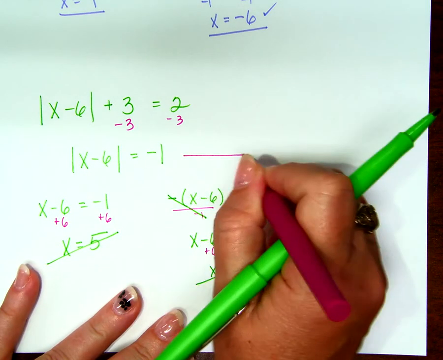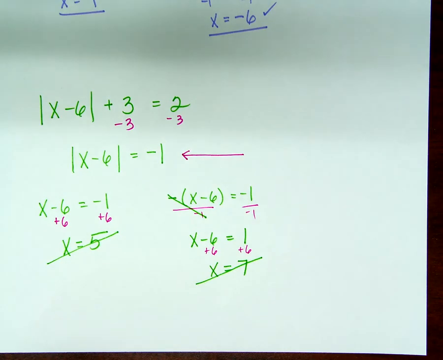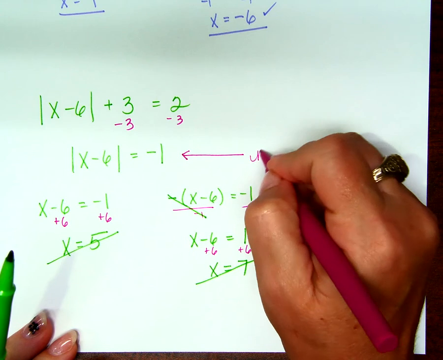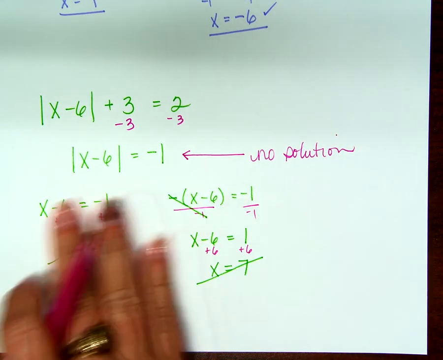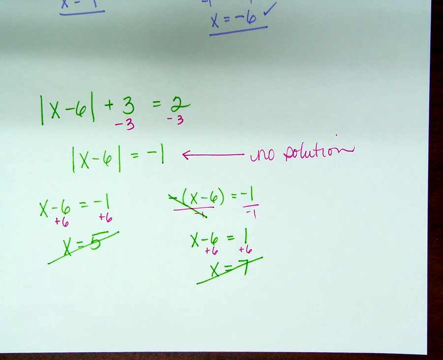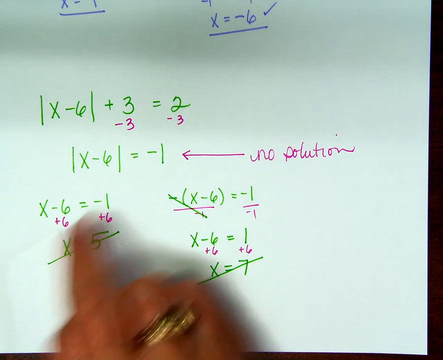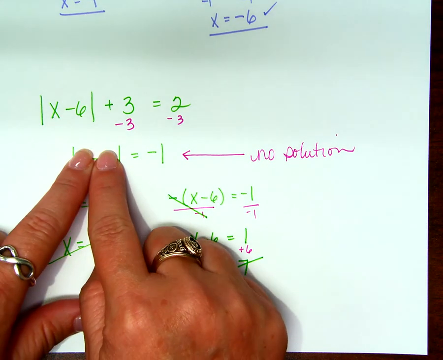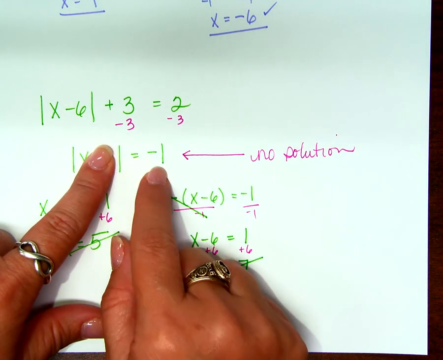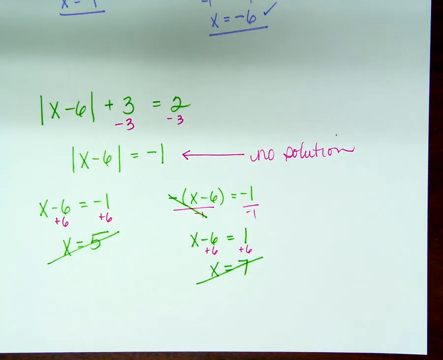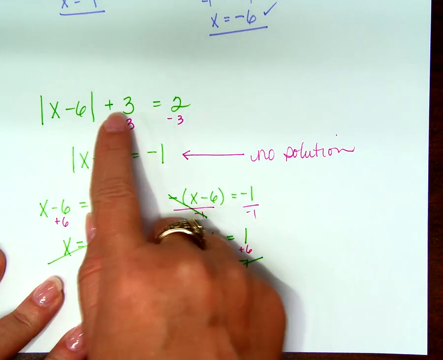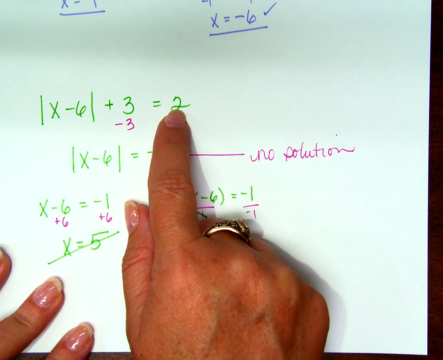When I got to this point right here, I could have stopped and written no solution before I did any of this stuff down here. Can anyone tell me why I could have stopped right there? Can I ever take the absolute value of anything and get an answer that's a negative number? No.